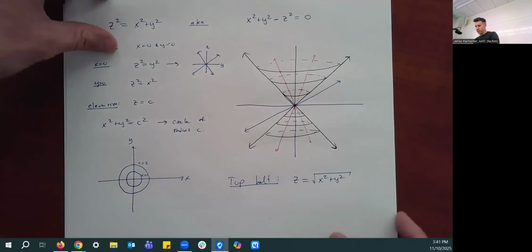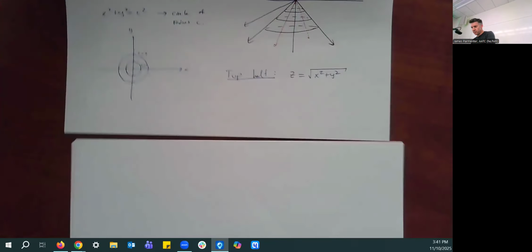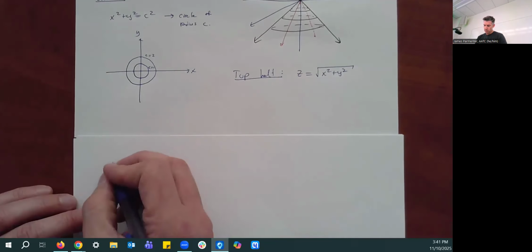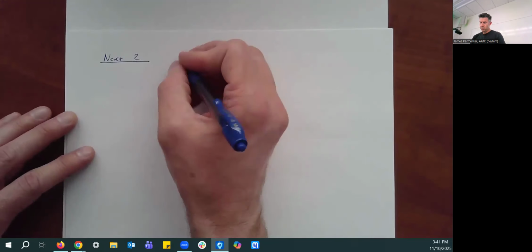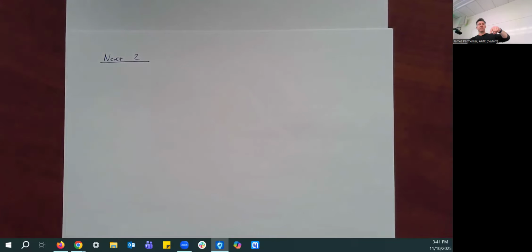Okay, so let's look at the next two. I'll point out, just like the previous one, these next three things we're going to graph are not functions of x and y. They all fail the vertical line test, for lack of a better word.